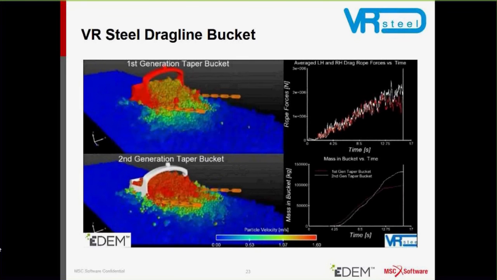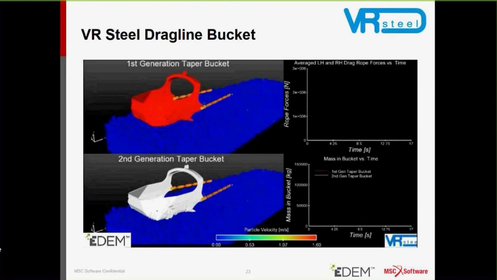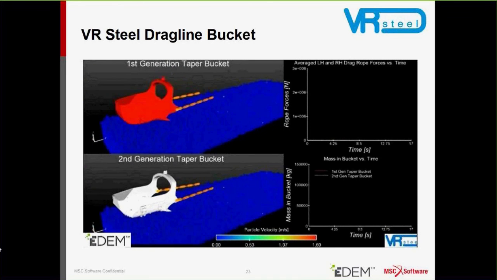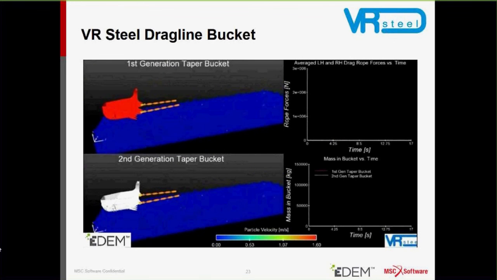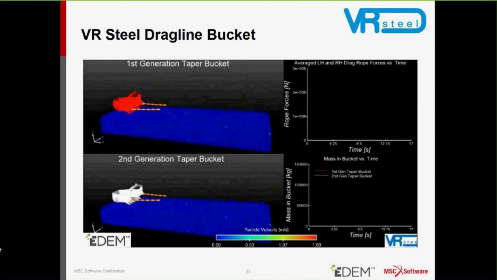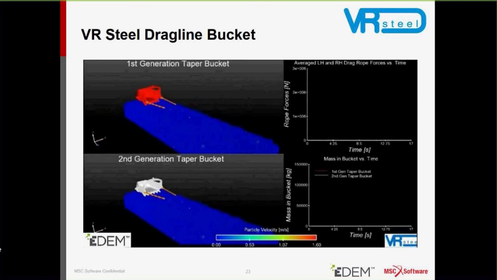Their clients also benefited. From this new design, the operating cost resulted in an overall productivity gain of 2%, which is a significant saving on a piece of kit of this size.